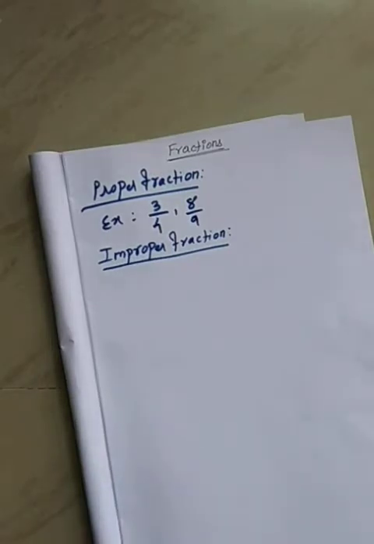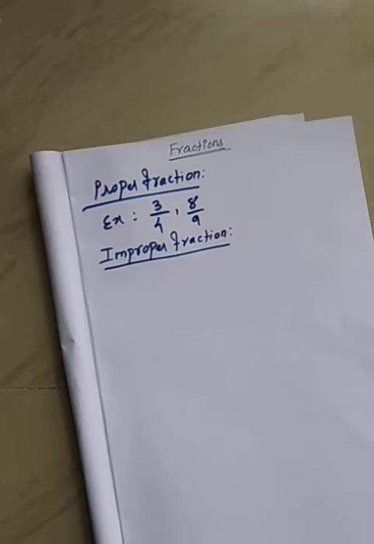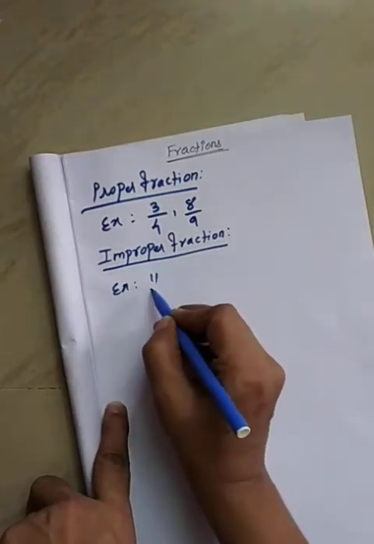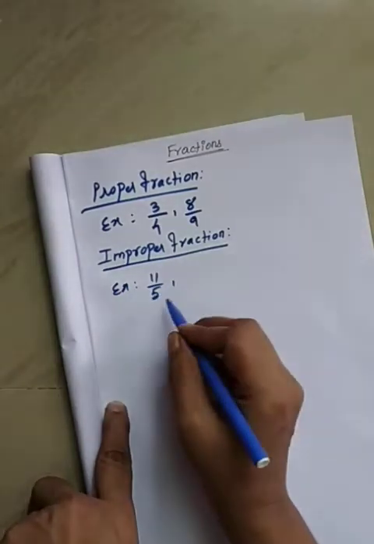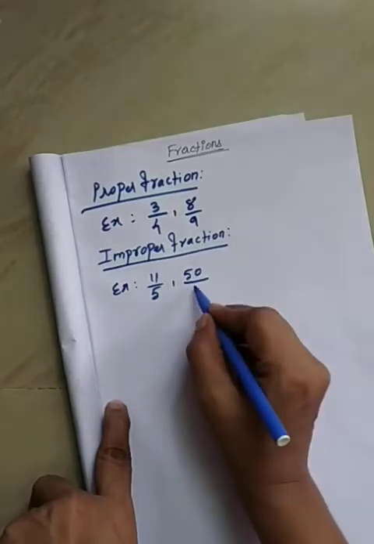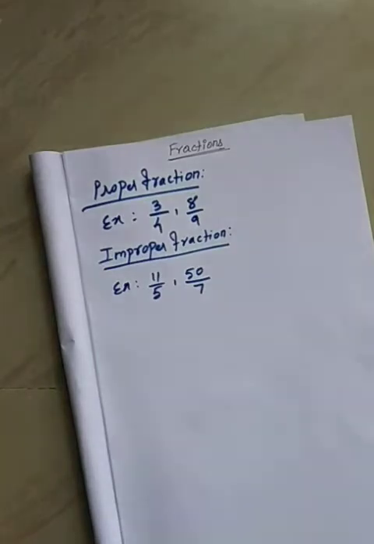What is an improper fraction? The numerator is bigger than the denominator. See the example: 11 by 5, 50 by 7. These are all examples of improper fractions. Now we have to see mixed fraction.